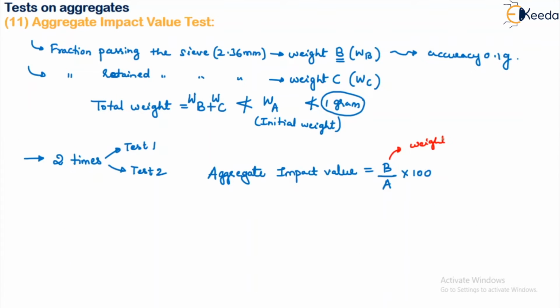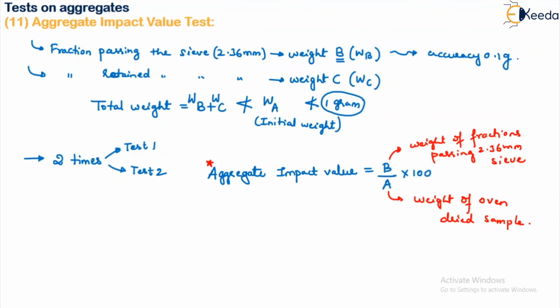B is the weight of fractions passing the 2.36 mm sieve. A is the weight of oven dried sample. Generally, the ratio of weight of fines formed to the total sample weight in each test is expressed in the form of percentage, and then we record it to the first decimal place. That is how you'll get the total aggregate impact value.